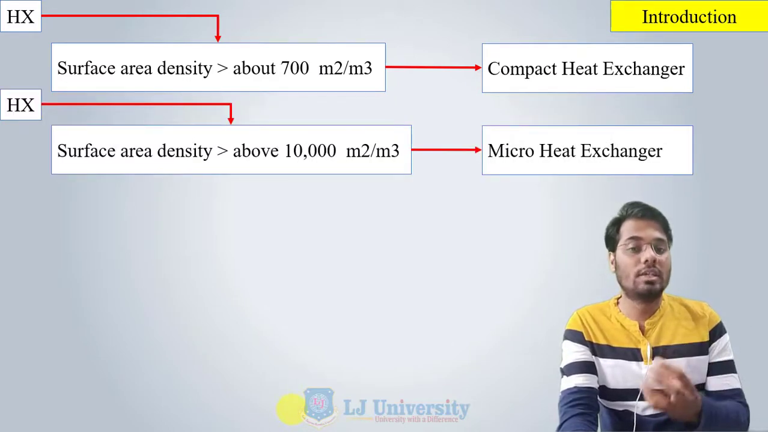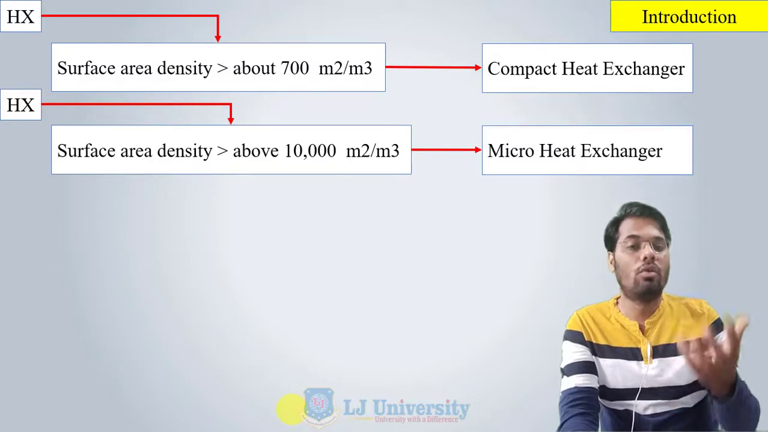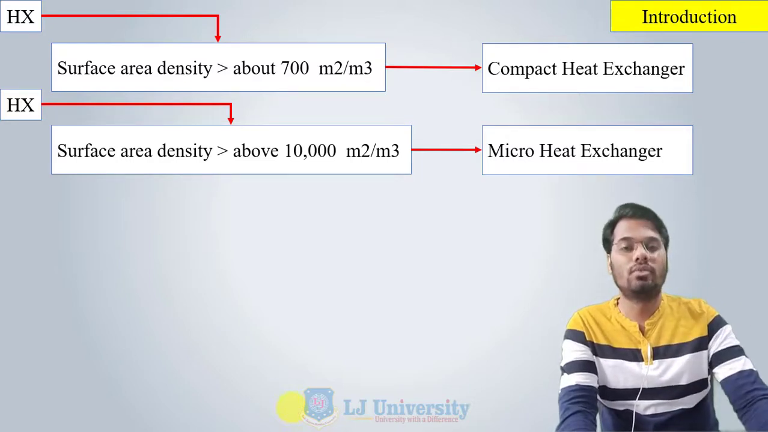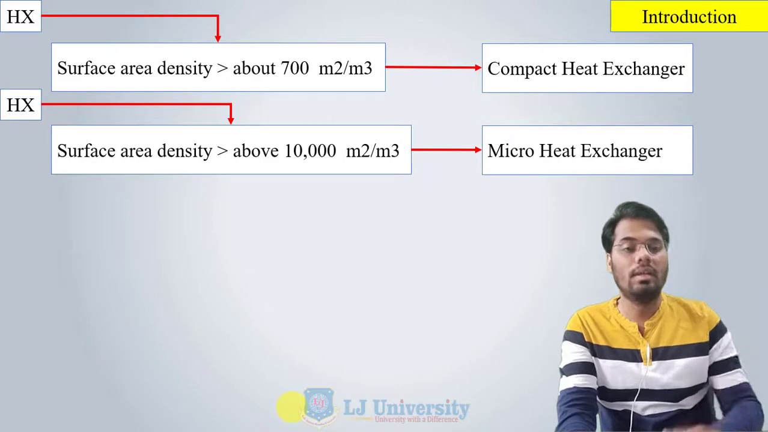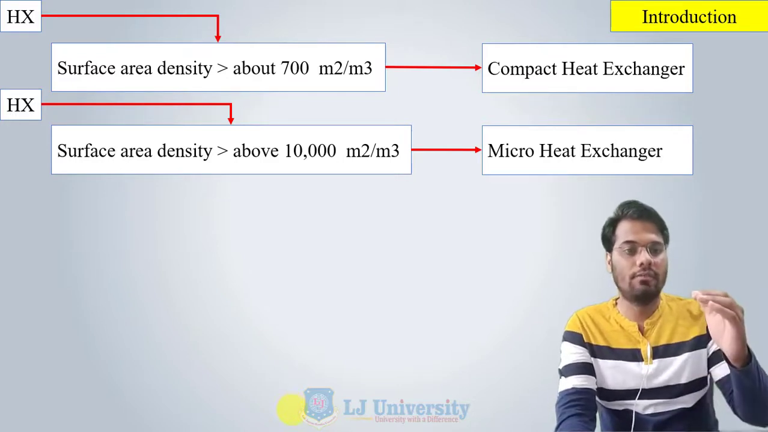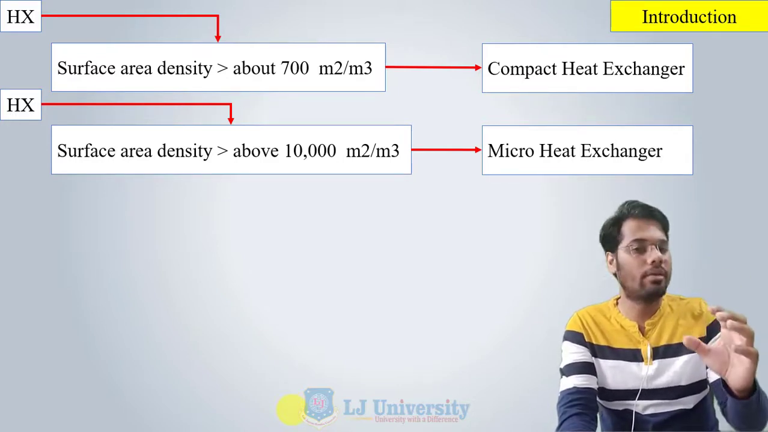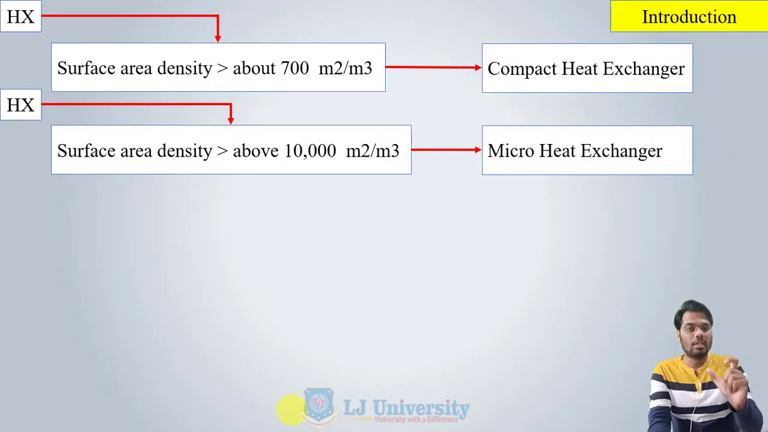A heat exchanger whose surface area density is even above 10,000 meter square per meter cube is known as a micro heat exchanger. So this is the difference between a compact heat exchanger and a micro heat exchanger. A compact heat exchanger is a type of heat exchanger whose surface area density is greater than 700 meter square per meter cube, and a heat exchanger whose surface area density is even greater than 10,000 meter square per meter cube is known as a micro heat exchanger.